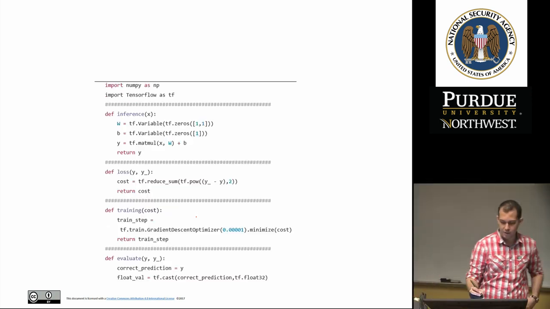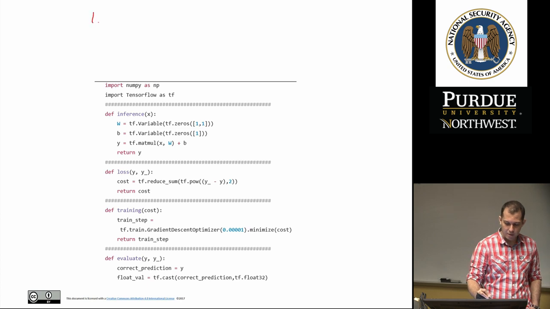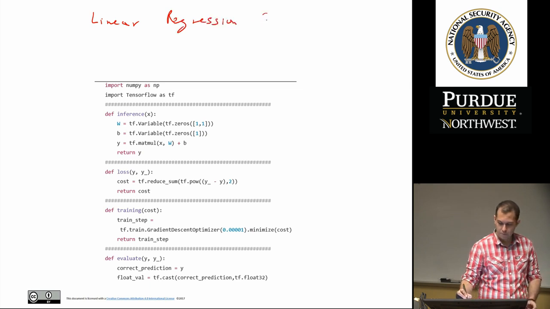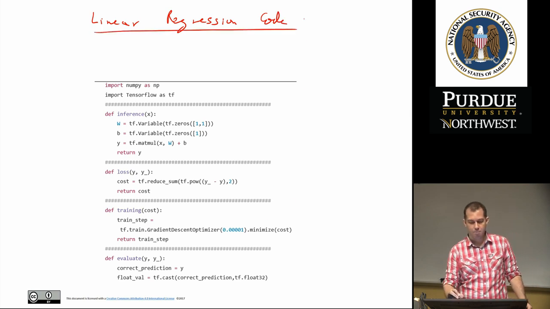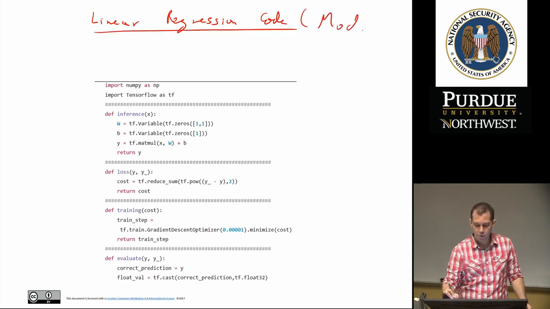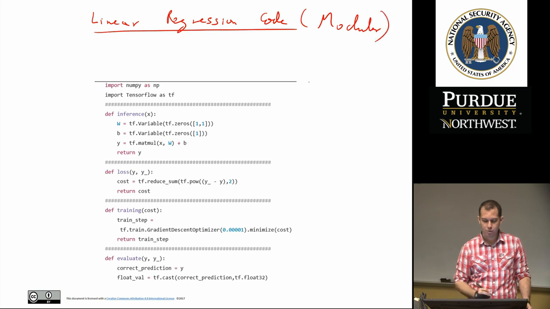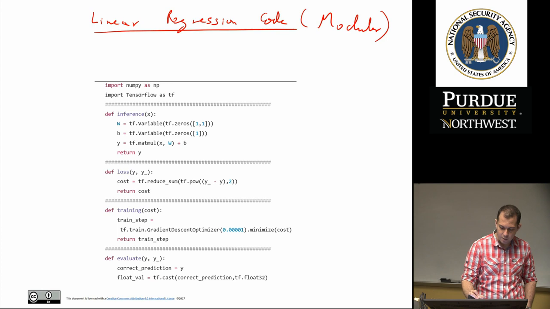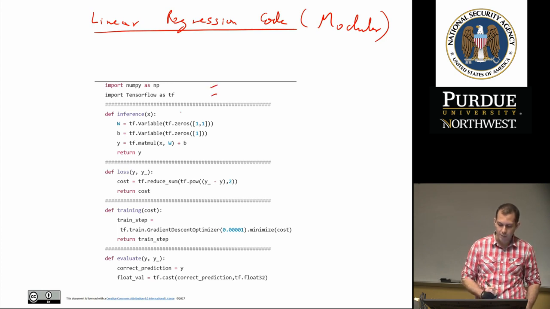So you can see here, this is the linear regression code, but now rewritten in a modular approach. All right, so let's take it one step at a time. We can see here we still have our libraries. That hasn't changed: TF and NumPy.